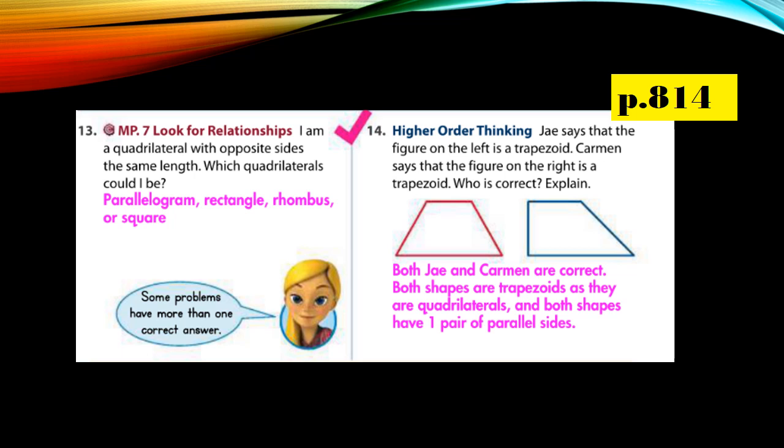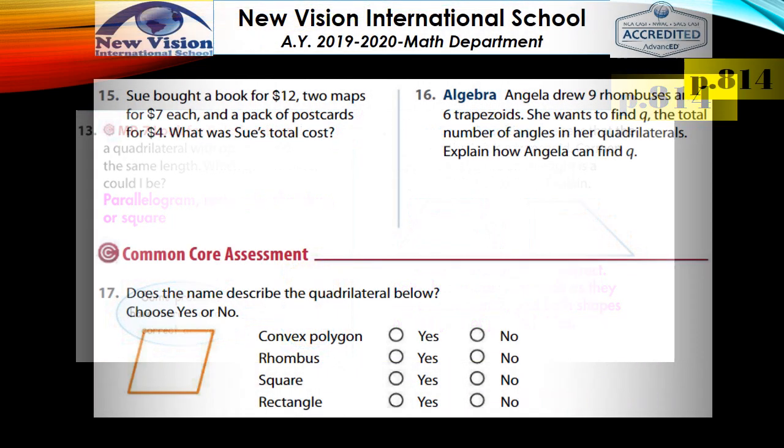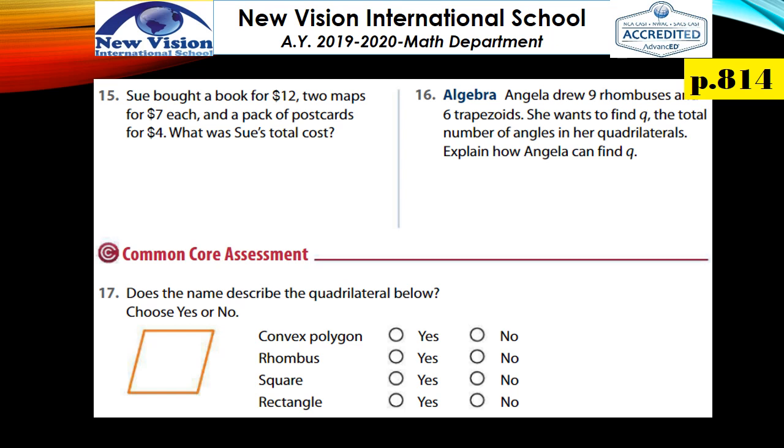For number 14, both Jay and Carmen are correct. Both shapes are trapezoids as they are quadrilaterals, and both shapes have one pair of parallel sides. Very good. Number 15. Sue bought a book for $12, 2 maps for $7 each, and a pack of postcards for $4 each. What was Sue's total cost? The answer is $30. Very good. Next, number 16.